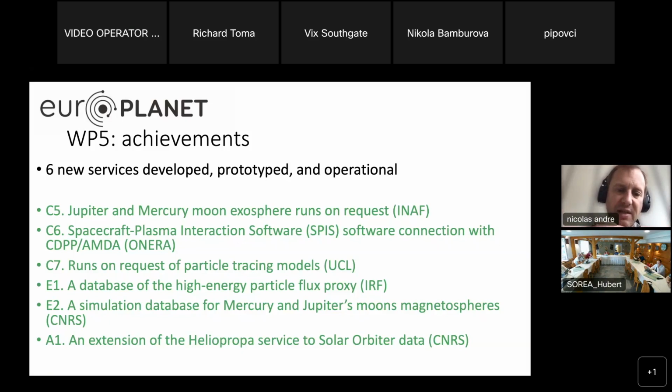One run and request for particle tracing models, mainly at Jupiter, following the magnetodisc run and request developed during the previous program, and targeting the JUICE mission, which is in cruise to reach Jupiter in a few years. And two new services about database, for high energy particle flux proxy developed by our Swedish colleagues, or for simulations, here again targeting Mercury and Jupiter. And then an extension of the heliopropa service developed previously, to ingest as input parameter the new Solar Orbiter data coming since Solar Orbiter was launched at the start of this new Europlanet program.